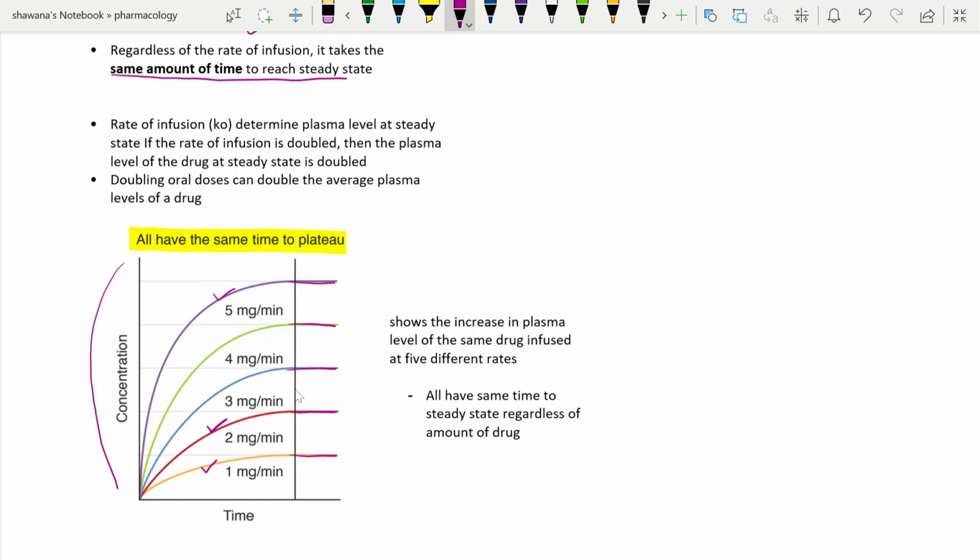But rate of infusion does determine the plasma concentration. If 5 mg is given, the concentration would obviously be higher in the plasma. If 1 mg is administered, the concentration would be lower, but it has nothing to do with the time to reach the plateau. The time to reach the plateau for all the drugs will be the same.